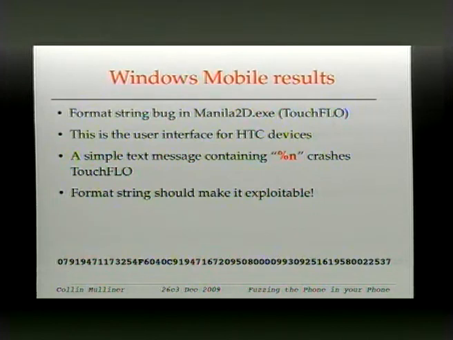So I don't know why. So the basic bug is here. You send %n in a text message, no binary, nothing. You can type it on your phone and send %n to any HTC TouchFlow version 2 phone.